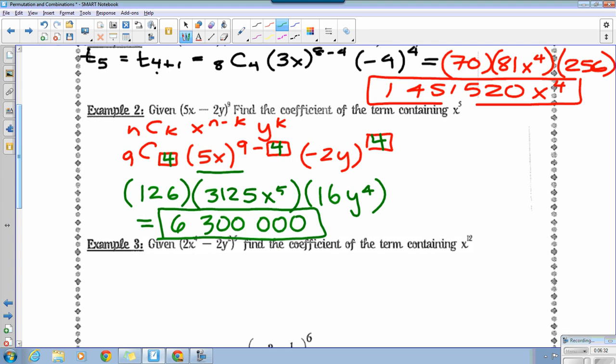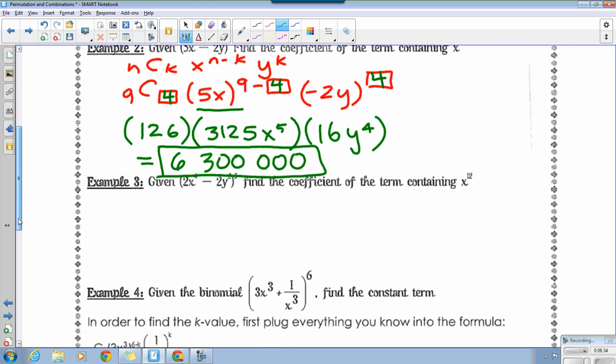Okay. The next question is quite similar, except I wrote over top of it for the exponents. What I want you to do right now is give it a shot. Same thing we just did. It's saying 2x to the 4th minus 2y squared to the 5th. What's the coefficient of the term containing x to the 12th? So same thing. Give that a shot.